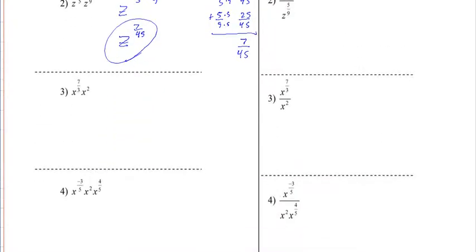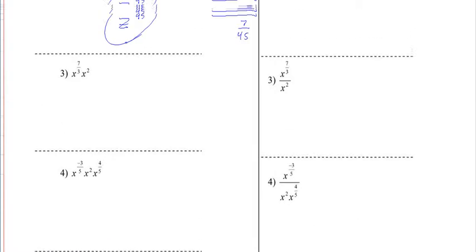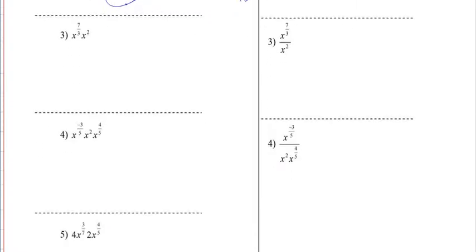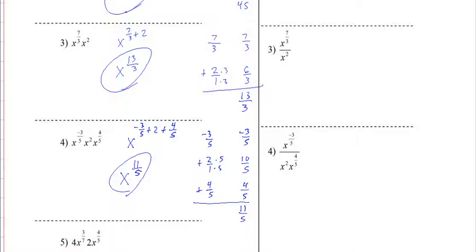Alright, so try the rest of them. Try numbers 3, 4, 5, and 6, and see if you can get them correct. Hit pause now. Alright, just to check in to see how you're doing, these are the 2 answers you should have gotten. And so these 3, you can just add them straight across. You can even use your calculator.